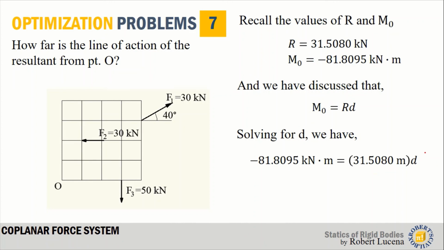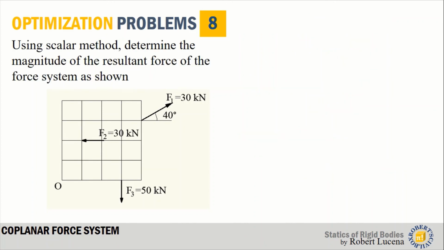We can now solve for the distance of the line of action of the resultant force about point O. Solving for D, we have 2.5964 meters. So we can say now that the resultant is 2.5964 meters away from point O. Now let's try solving the whole problem again using the scalar method.